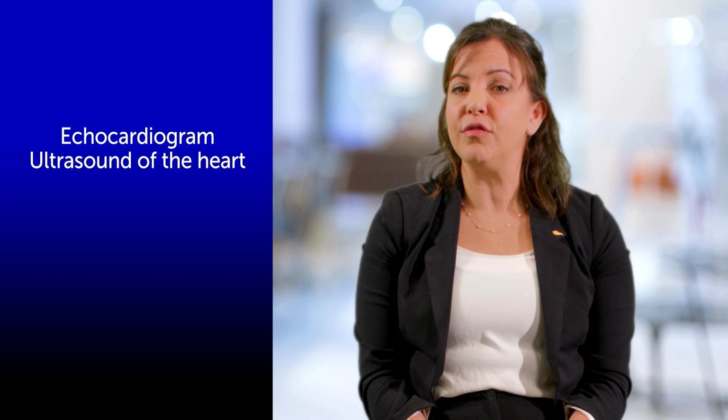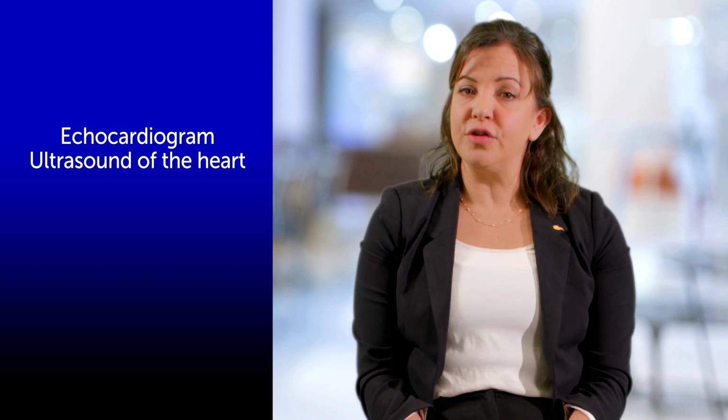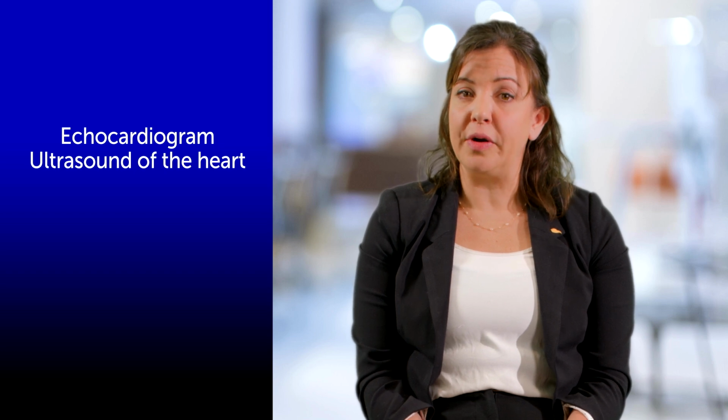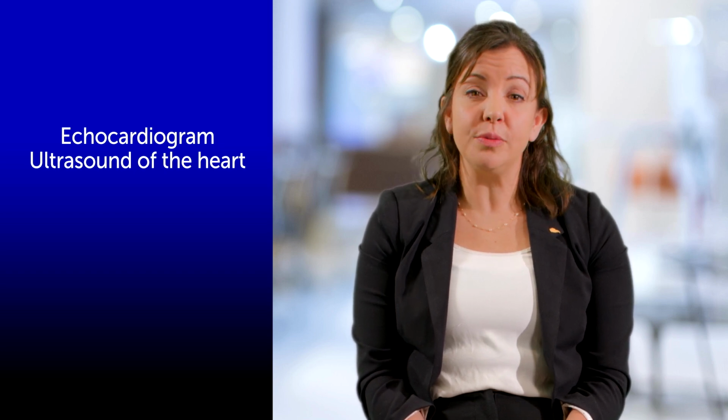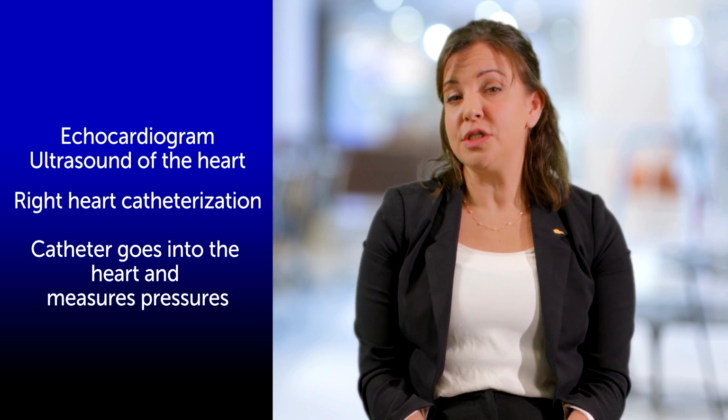So PH-ILD is diagnosed similarly to other forms of PH, which is by a right heart catheterization. Initially, an echocardiogram may be done to determine if that right heart catheterization should be performed. An echocardiogram is an ultrasound of the heart that can give hints or suggestions that pulmonary hypertension is present. After the echocardiogram, if the concern for pulmonary hypertension persists, then the step is to proceed to that right heart catheterization, which is a test in which a catheter goes into the heart and directly measures the pressures.